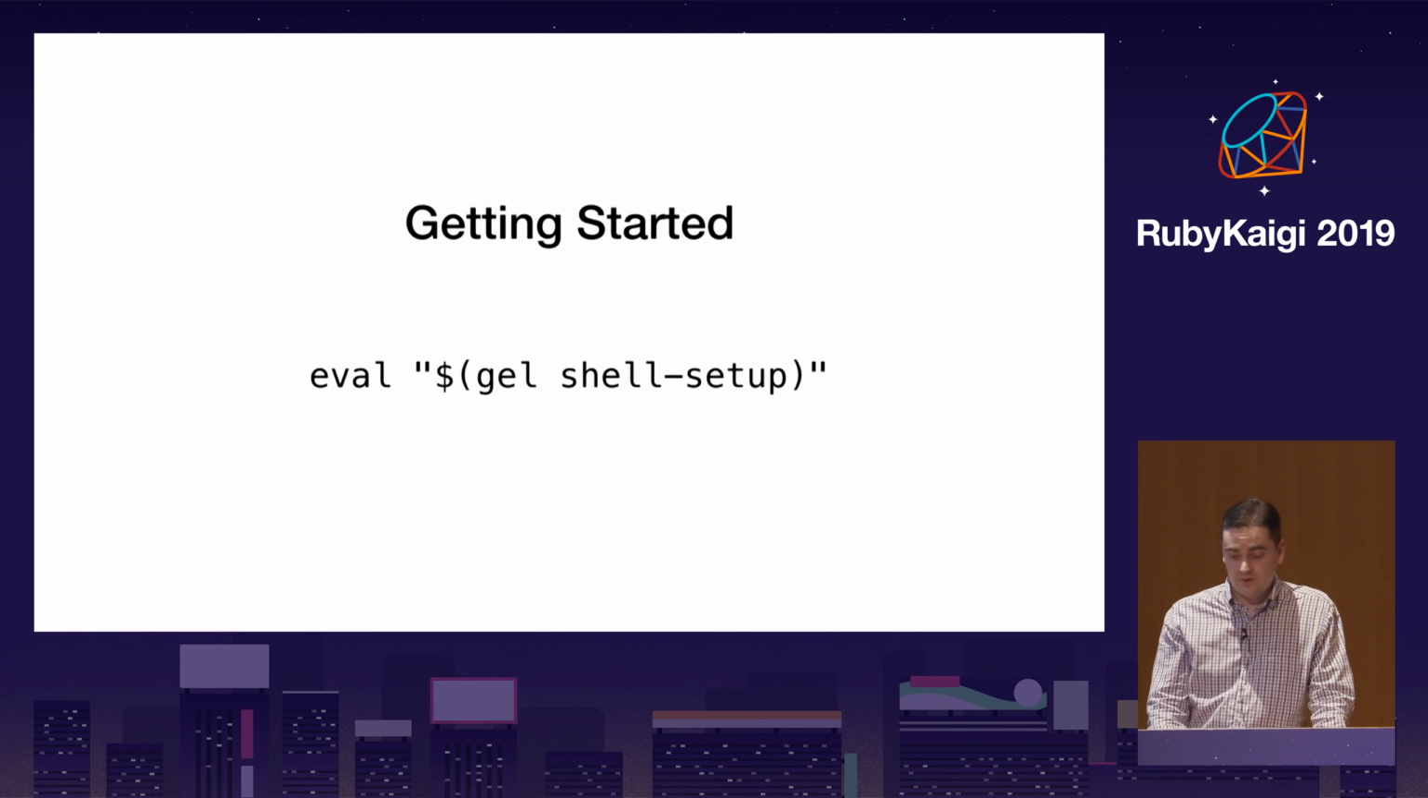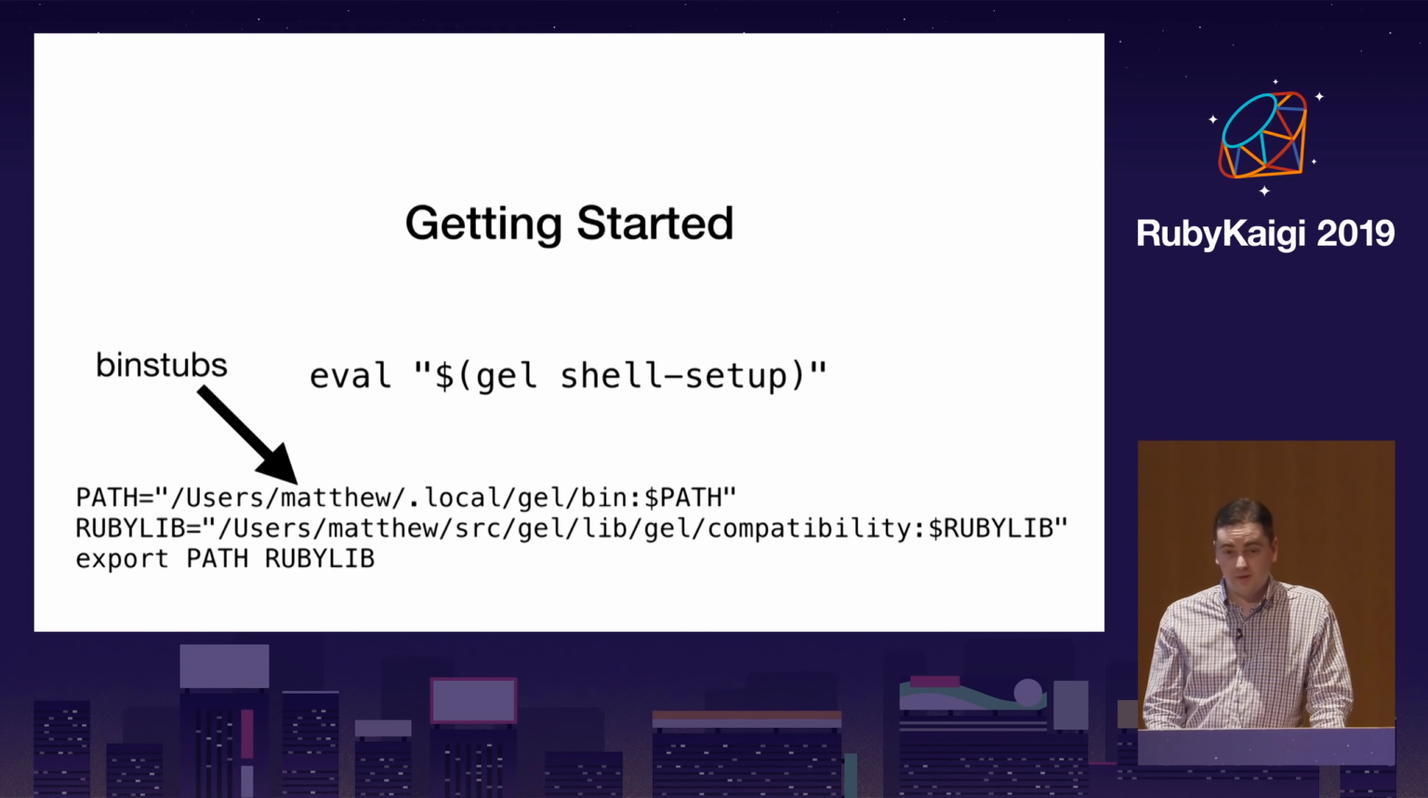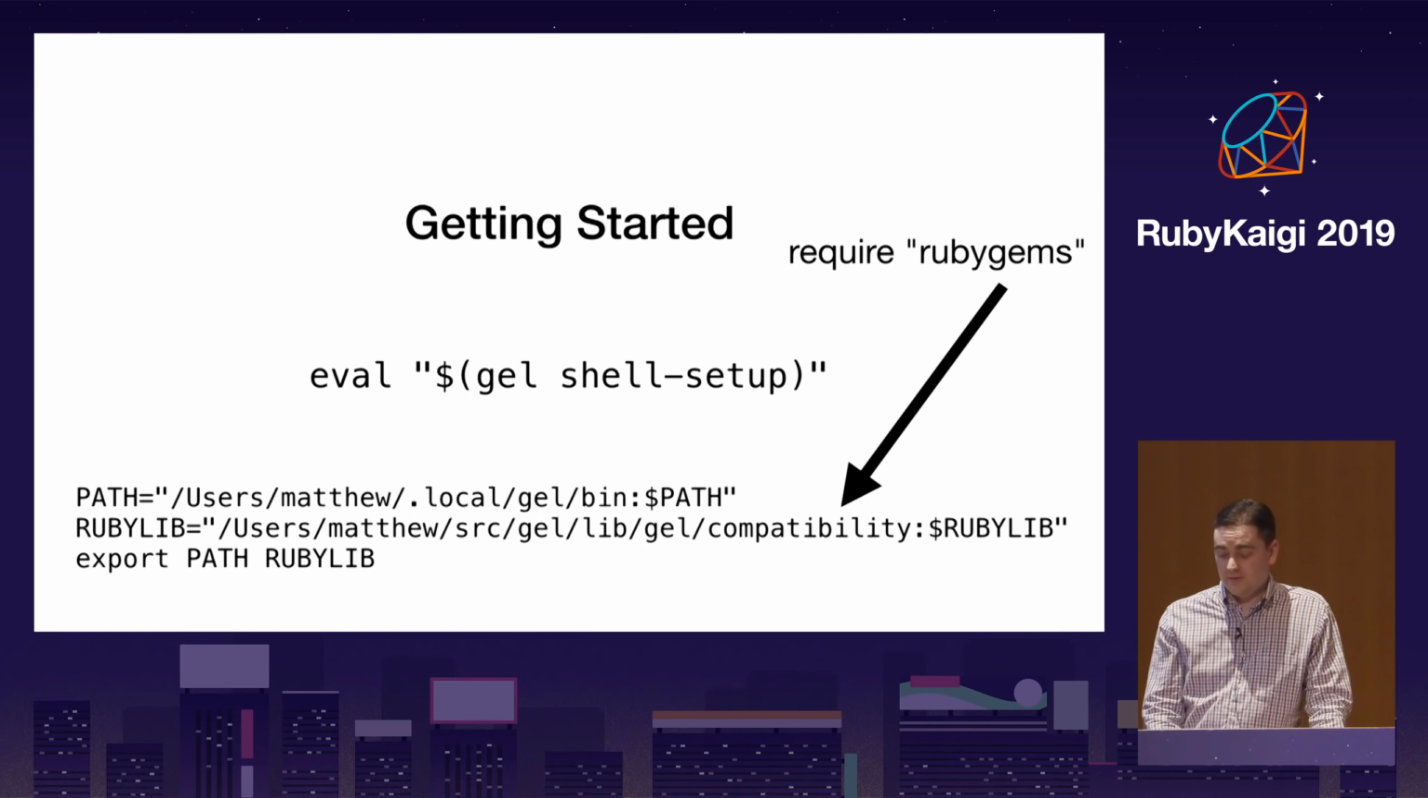To activate it in your shell, you can use shell eval. This just exports some environment variables. This one adds gel's bin stubs to your path, so when you run Rake it will work. And this is the important one. It takes over for Ruby gems, so gel can handle your requires.